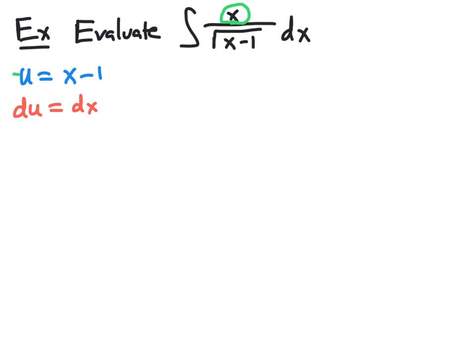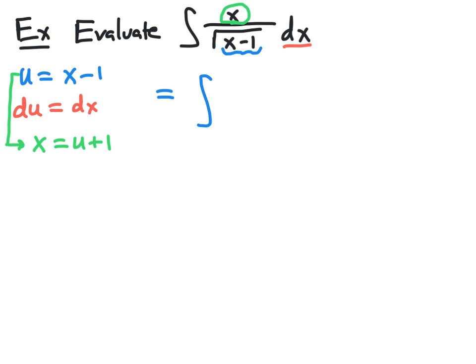In order to do that, we're going to revisit our defining equation for u, which was that u is x minus 1. From this, we can solve for x by adding 1 to both sides. Rewriting that equation, we see that x is going to be u plus 1. And so we can now replace the x minus 1 in the denominator with u, replace the x in the numerator with u plus 1, and replace the dx with du. So we're using all three of our values here on the left-hand side.